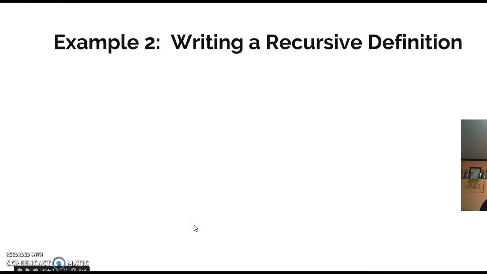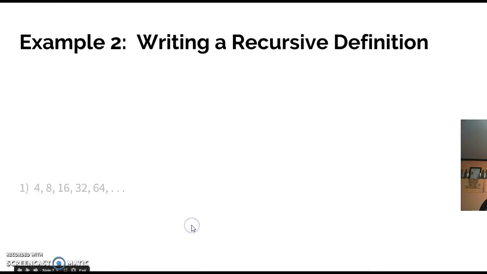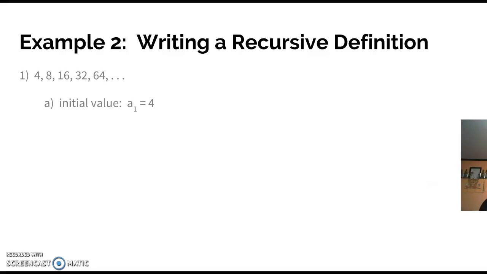Let's look at an example. Let's write a recursive definition: 4, 8, 16, 32, 64. First thing, find the pattern. We're multiplying by 2 every time.